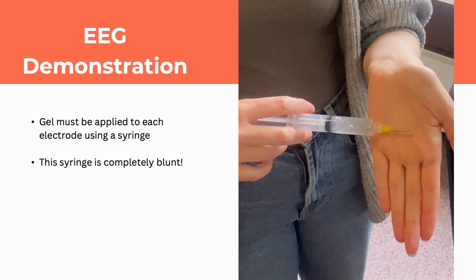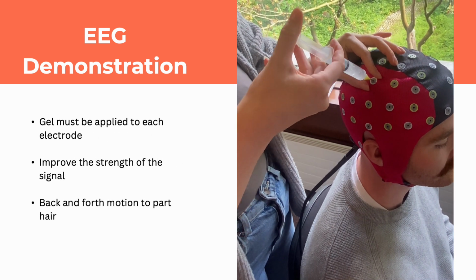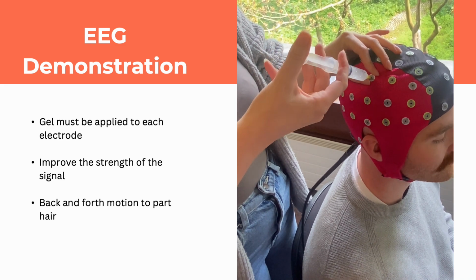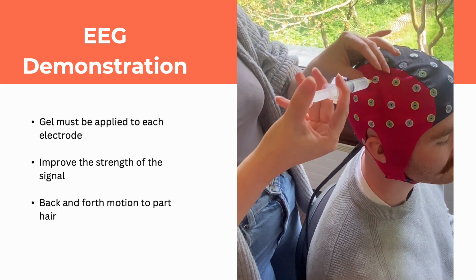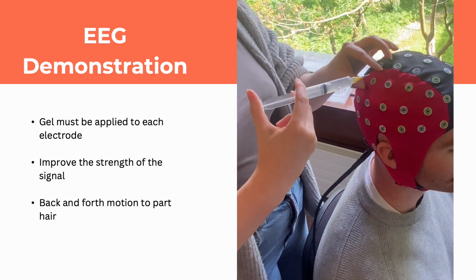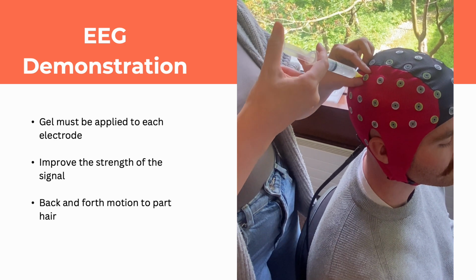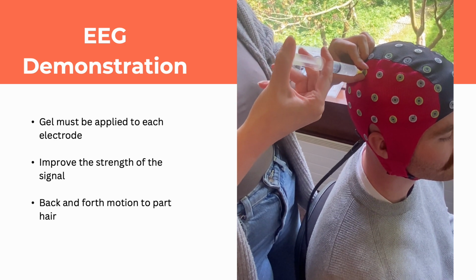Gel must be applied to each electrode using a syringe. This syringe is completely blunt and can be viewed on the right-hand side of the screen. Gel then must be applied to each electrode in the cap. This allows us to improve the strength of the signal coming from the scalp to the electrode. A back and forth motion may be used to part the hair and to improve the strength of the signal.